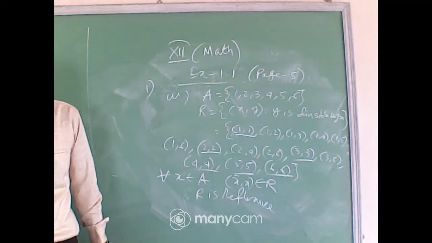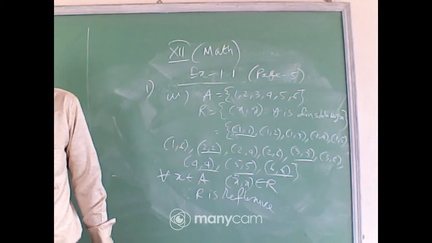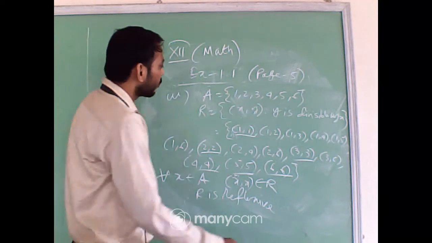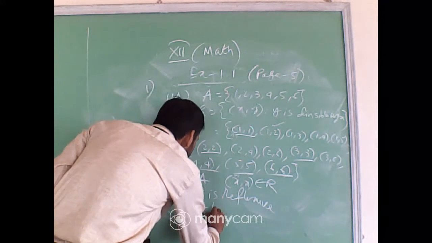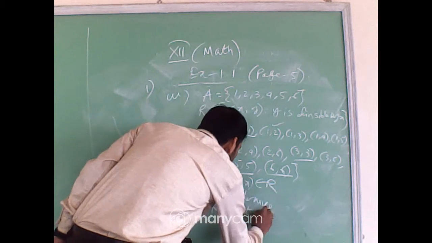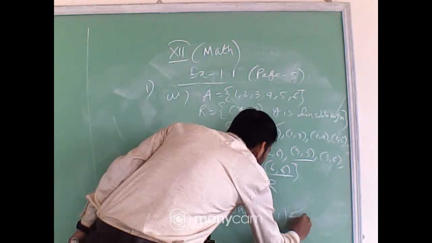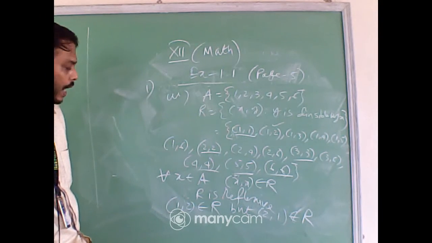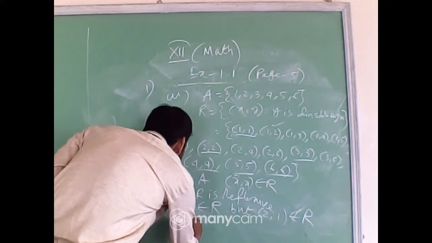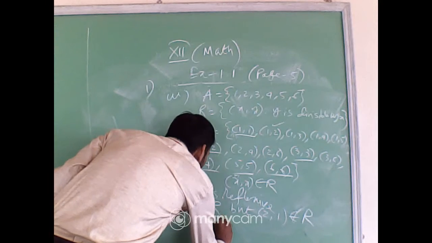Now, is it symmetric or not? Suppose 1, 2 belongs to R, but 2, 1 does not belong to R. Therefore, R is not symmetric.